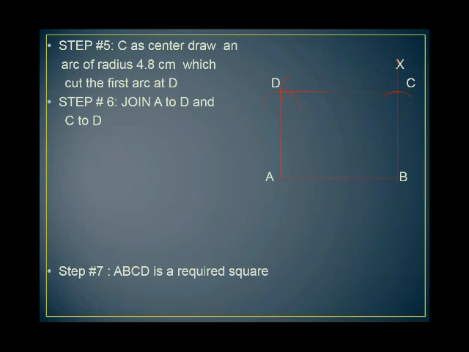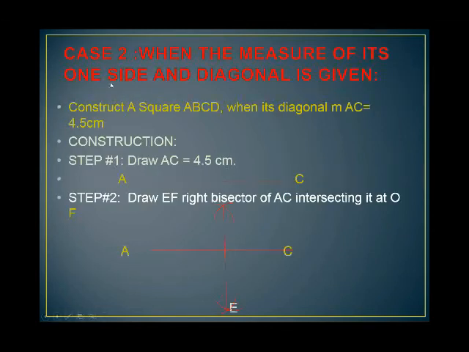Now we are moving to the next one, that is case 2, when the measure of its one side and diagonal is given. Okay, one side is given, then the measure of its one side and the diagonal is given. So we have to construct a square ABCD when its diagonal measurement is 4.5 centimeter. Now, in step 1, we draw a baseline AC that is 4.5 centimeter.